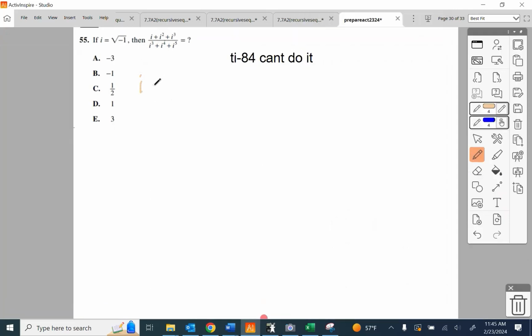It told us that i squared was -1. It told us i cubed was -i. Down low, again, it told us i cubed was -i. It told us i to the 4th was +1, and it told us i to the 5th was -i. I don't know why I wrote 8.